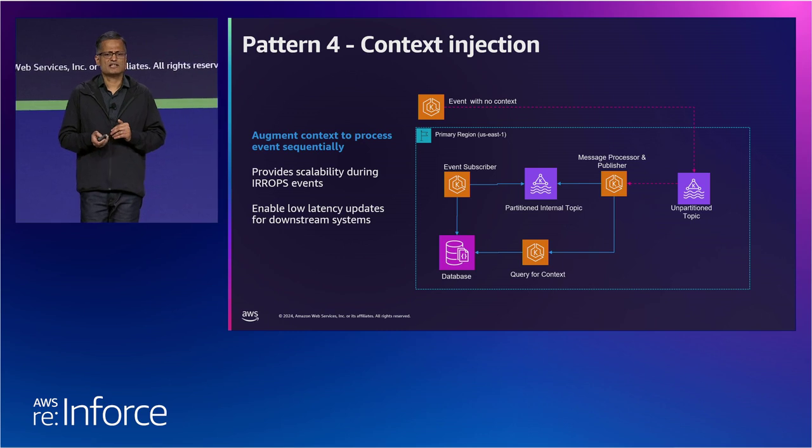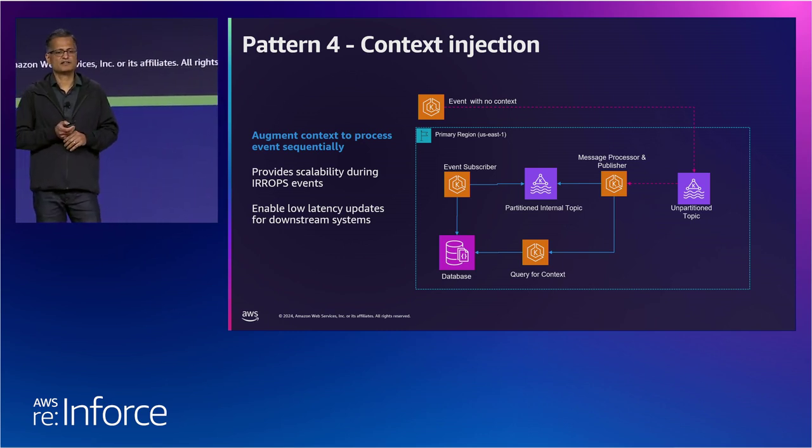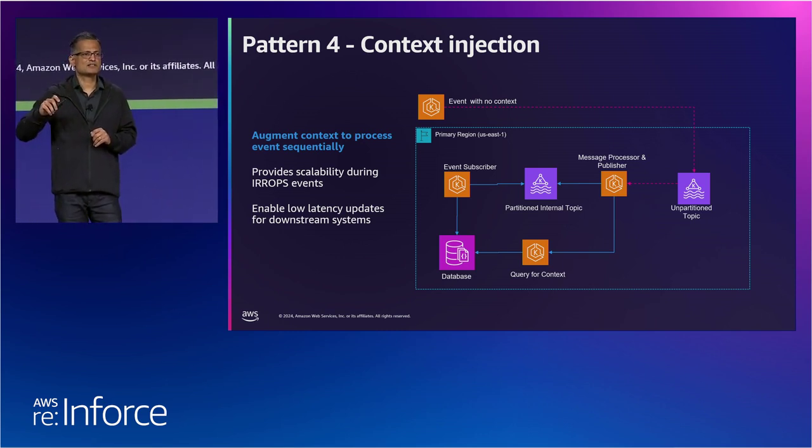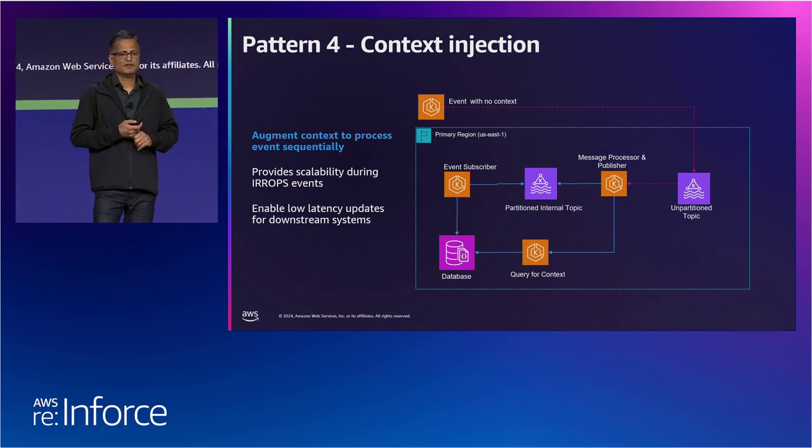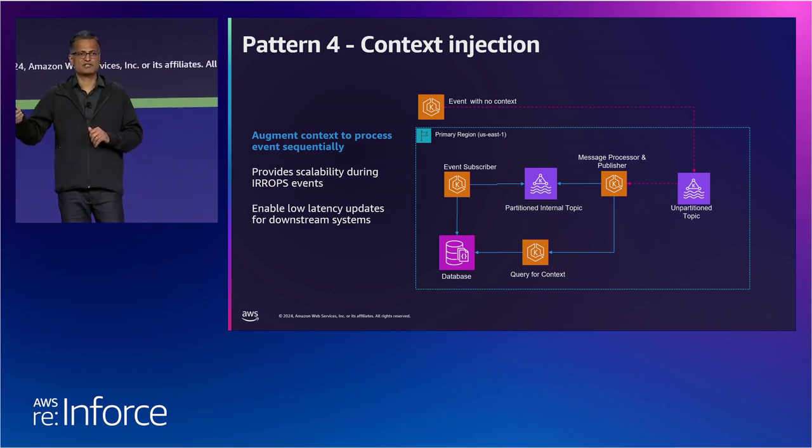Context injection. This is another pattern which we have identified. This helps us to provide context to our downstream systems when there is no context coming in. It enables us to handle any race condition and any IROPS events, the weather events which I talked about earlier.